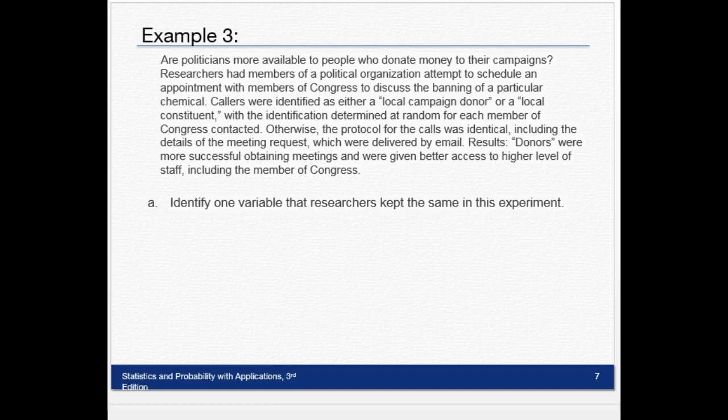So part A says, identify one variable that researchers kept the same in this experiment. So it says that the protocol for the call was the same, meaning the conversation was the same. Okay, the meeting request was the same. They were all delivered by emails. So probably the most important one is what they talked about in the phone call was the same. Okay, so I'm going to say that the details of the phone call to the members of Congress.